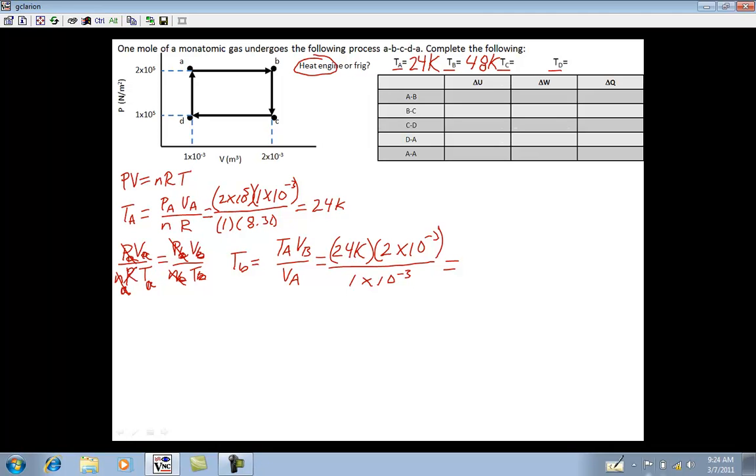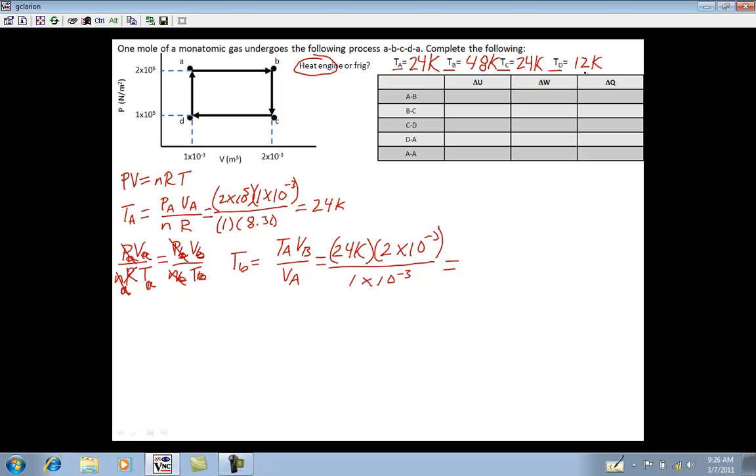So here's what I want us to do at this point. I'm going to hit pause here real quick. So the temperature at C is what? What'd you guys get? TC, what you guys get? 24 Kelvin. Okay. And what about the temperature at D? Okay, they got 12 Kelvin.